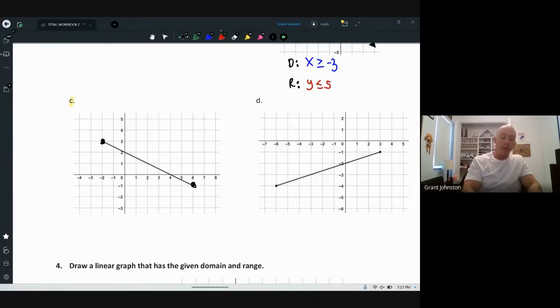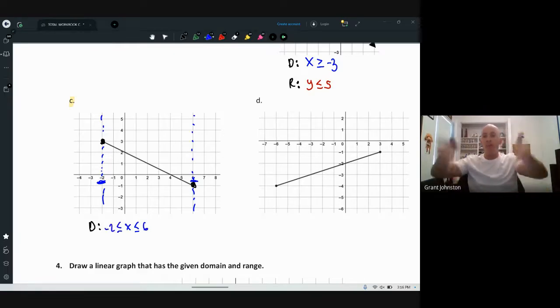Let me do the domain first, looking at our x. So it looks like it goes from -2 to 6. It's restricted in that way, right? So the domain would be x needs to be less than or equal to 6, but greater than or equal to -2. That's the domain. -2 to 6.